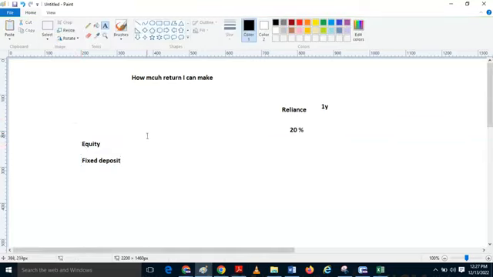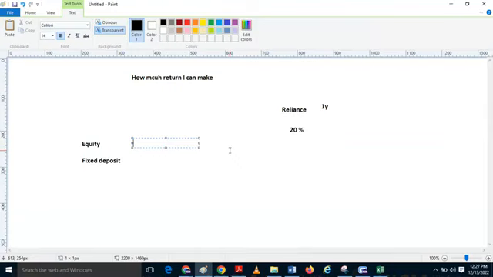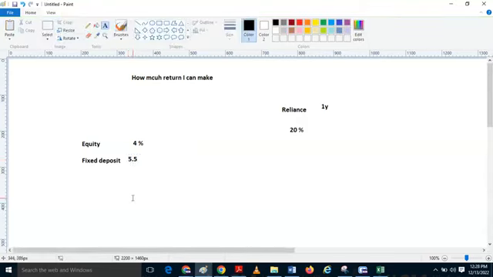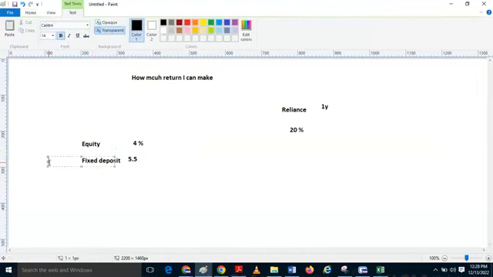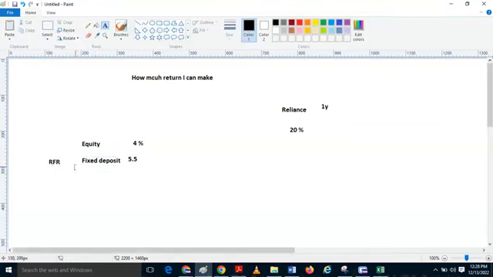We'll compare. If equity will give me 4% return, then what is the use of coming over here? Because I can go into fixed deposit and earn 5.5 or 5.9% return per year. Why would I come out? This is a risk actually, but this is an option with us. Risk-free return, RFR. Risk-free interest or return which I am earning.